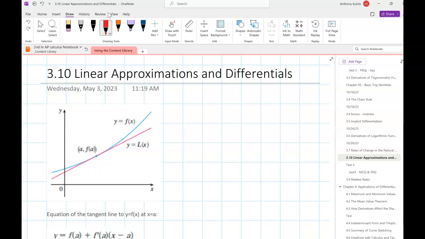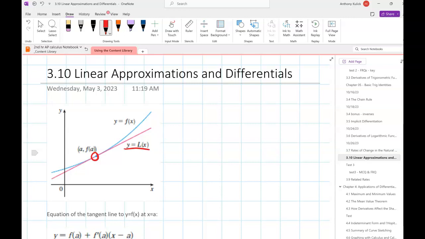So 3:10 is about linear approximation and differentials. Now this sounds complicated. It's not. What are we talking about doing here? We're saying, okay, say we have some curve f of x, and we know the derivative at some point, but I don't really know anything else about f of x. Well, what I can do is create a tangent line, because if I have the derivative at a point, I have a slope, and I have the point, so I can write a tangent line.